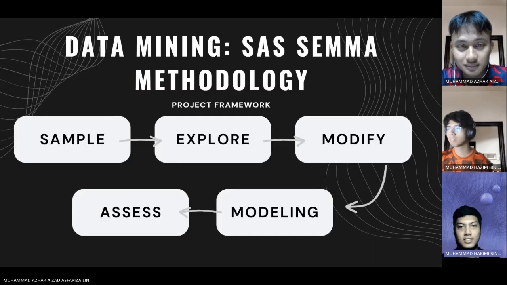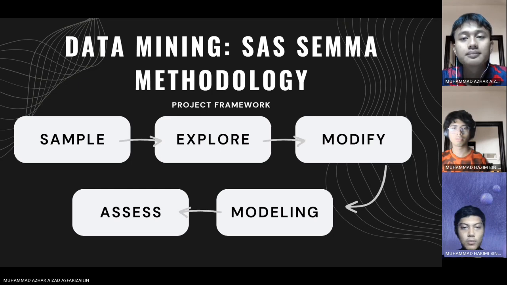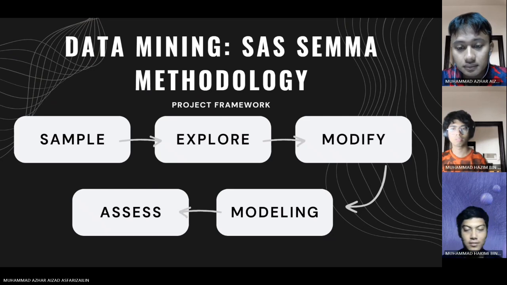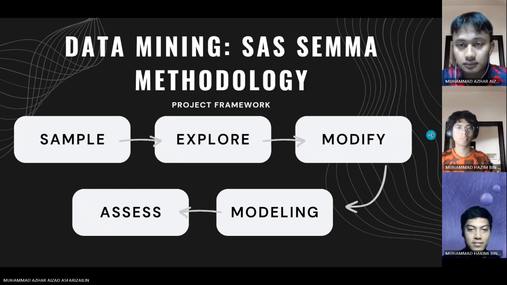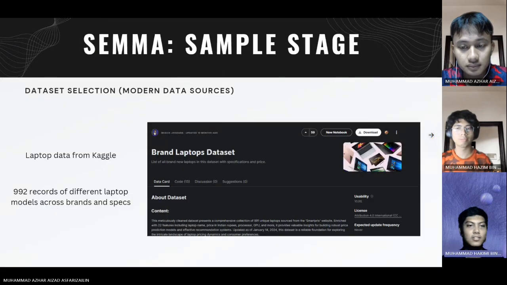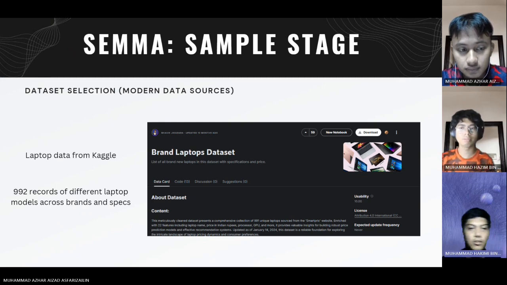Alright, this is the SEMMA methodology. First, we go to sample, and then we explore, then we modify, and then we model, and then we assess, evaluating the model. Next, for data set selection, we get the data from the table, which is the brand laptop data set. They have 992 records of different models across brands and specs.